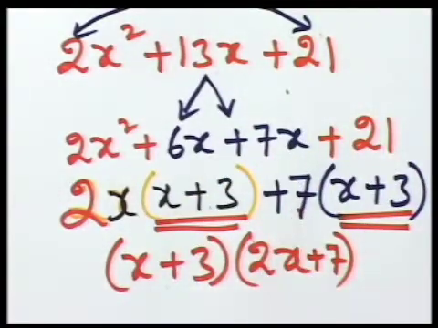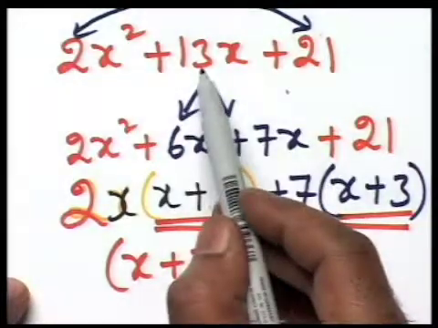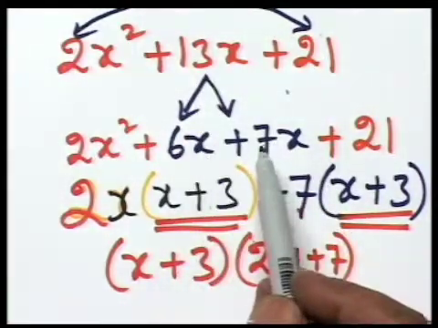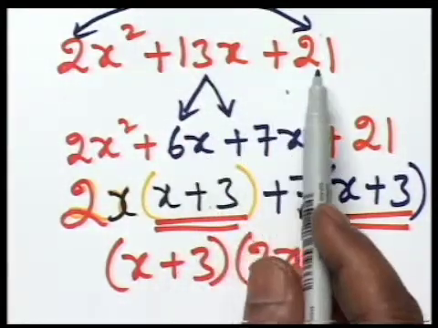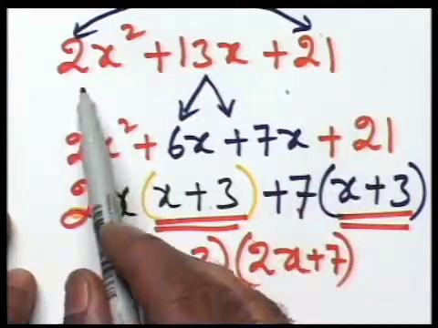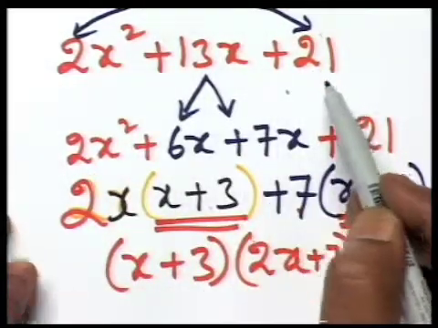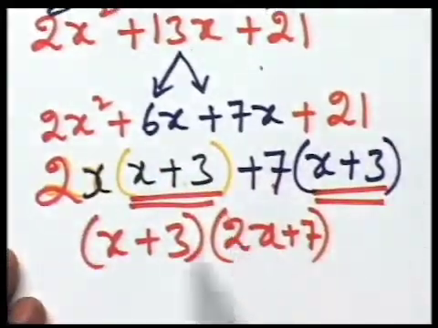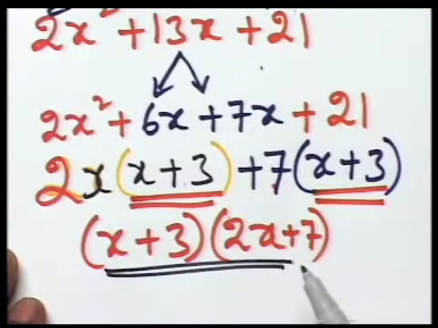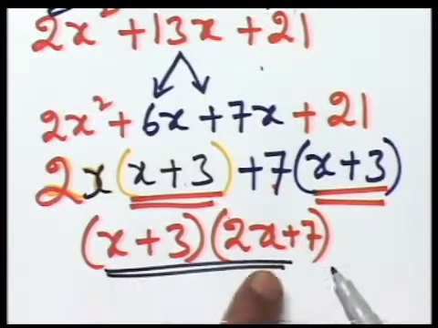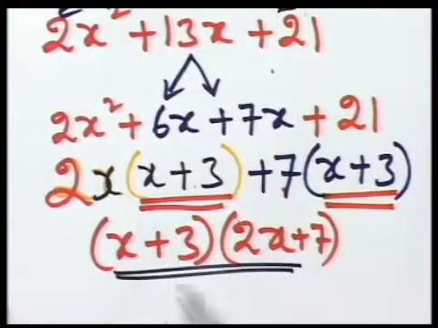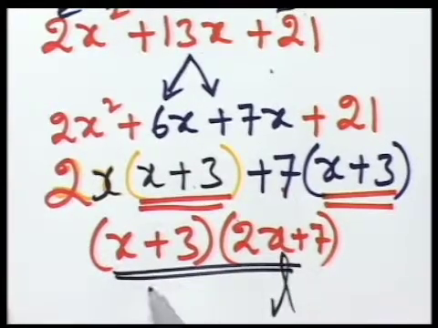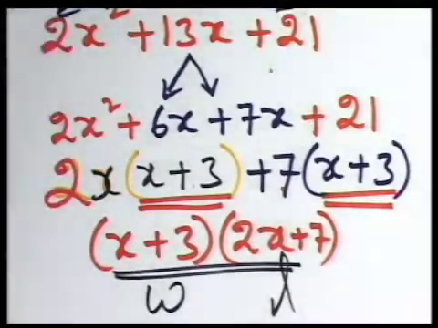Our aim is to split the middle term into 2 numbers such that they multiply together to give me 42, please, not 21. Okay, so once you do that, simply take the common factors, and the last step will be x plus 3 and 2x plus 7. That's the length and that is the width, or this is the length, this is the width. Just go back and check whether we are right or wrong.